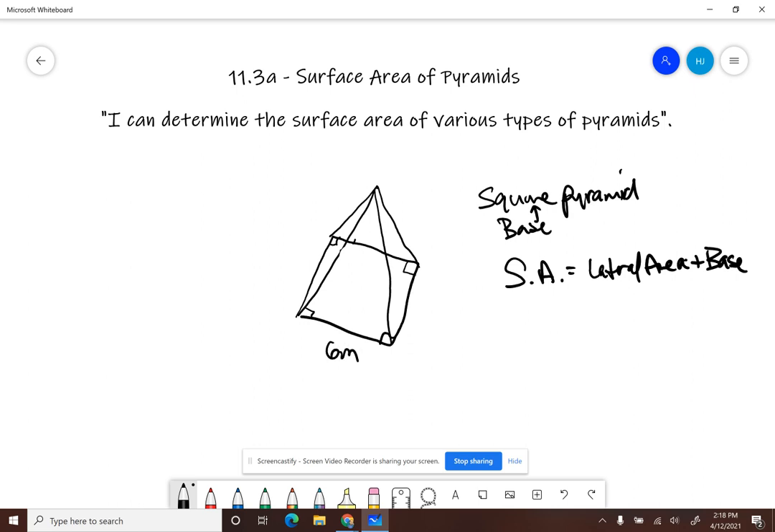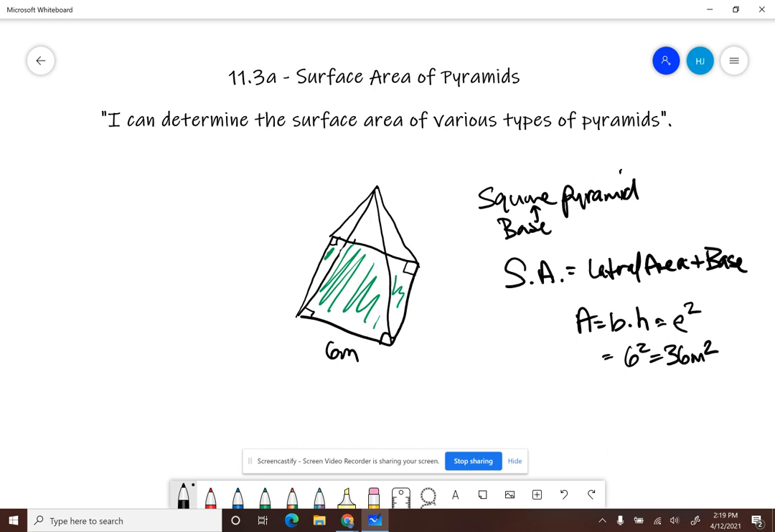If I were told that the edge of this particular base was 6 meters, and I'm trying to find this base, which is kind of this green area here, then I know from previous understanding that the area would be base times height. Or, when we're talking about a square, I can just use the edge squared. So in this case, I can just do 6 squared, which would be 36 meters squared. So that part is really quite easy.